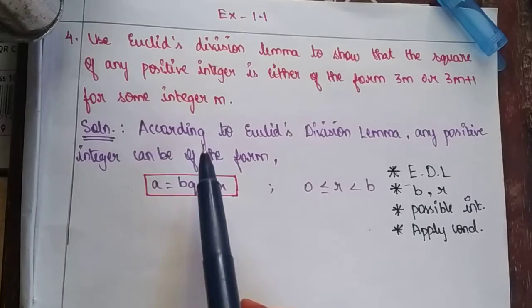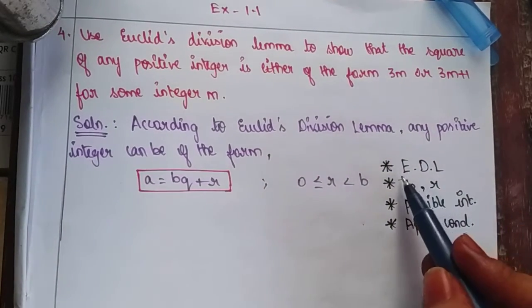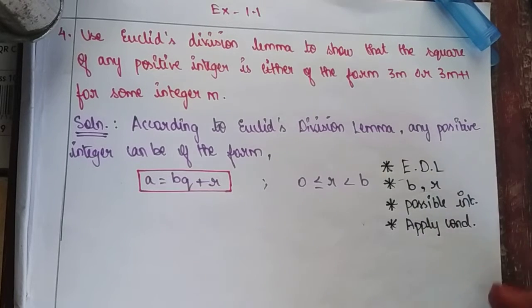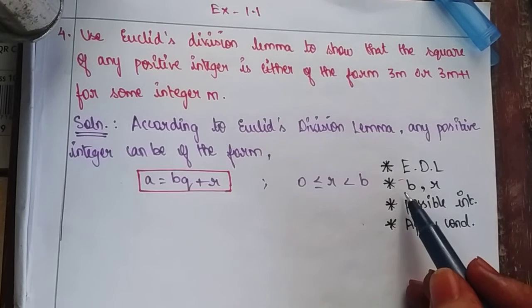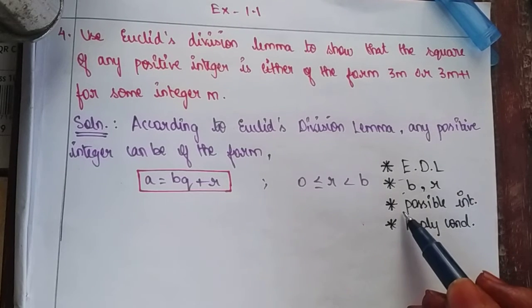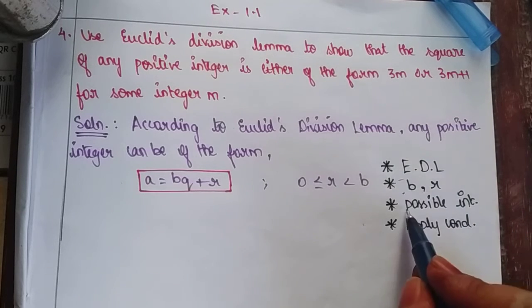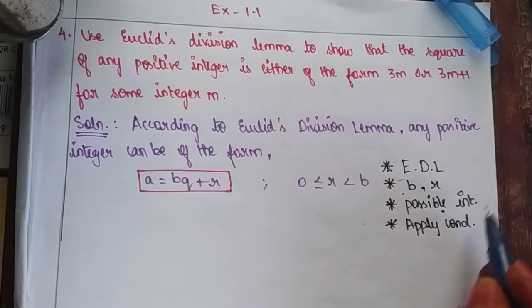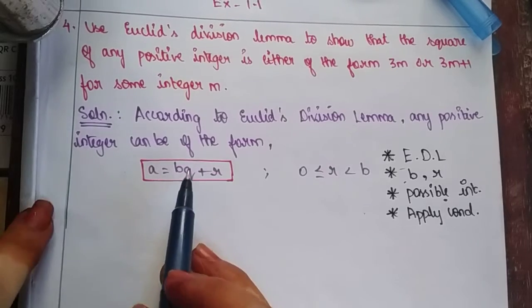For this type of question, I have given you some steps to solve this. The first step is write the definition of Euclid's division lemma. The next step is find the values of b and r. After finding this, we have to find the possible integer values. Once we get the possible integer values, the last step is apply the condition given in the question. So now let us proceed.